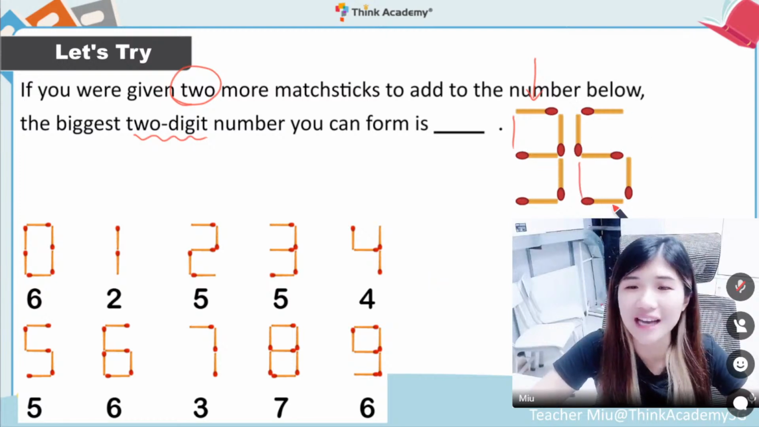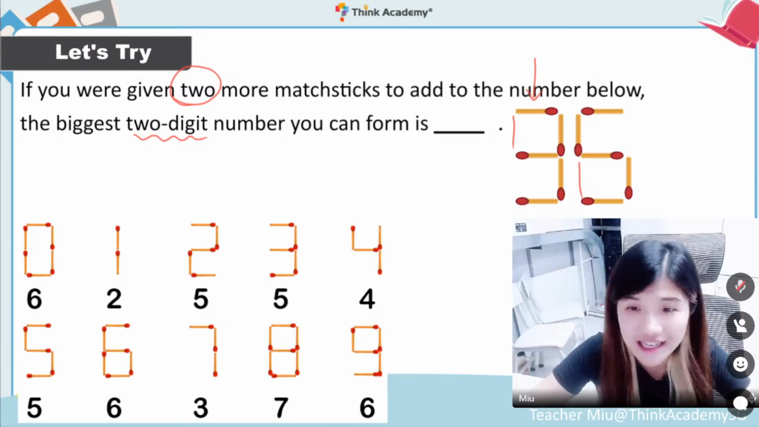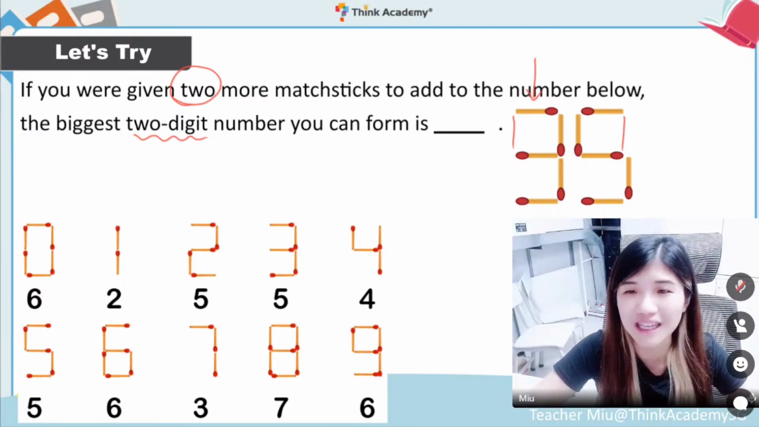So you can make it into 96, right? Can you make it even bigger? With this one matchstick, must I put it here to make it a 6? Not really. I can also put it here to make it 9. So actually the biggest two-digit number is 99.